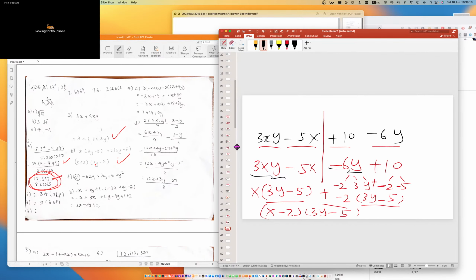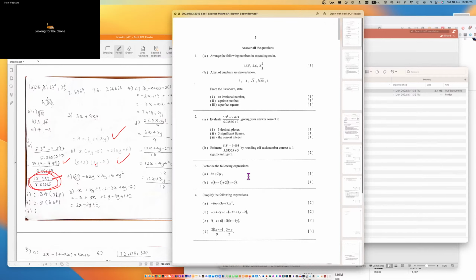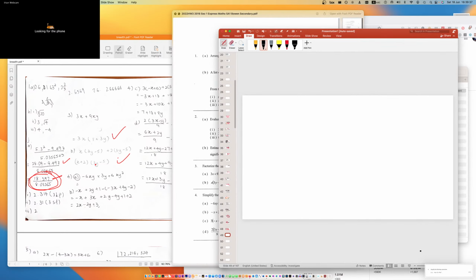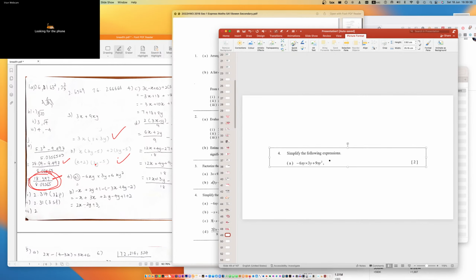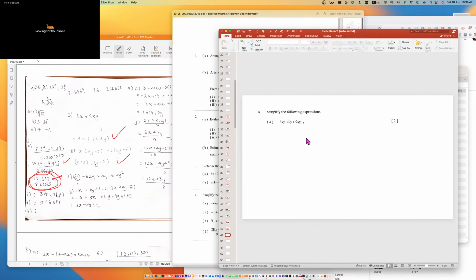Next question. Simplify. Okay, good. So let me just see. A, don't know how to do. Actually, A is just a common factor lor. They say simplify, right? So simplify is you must factorize then simplify lah. So do the normal thing lah. So what do you get?